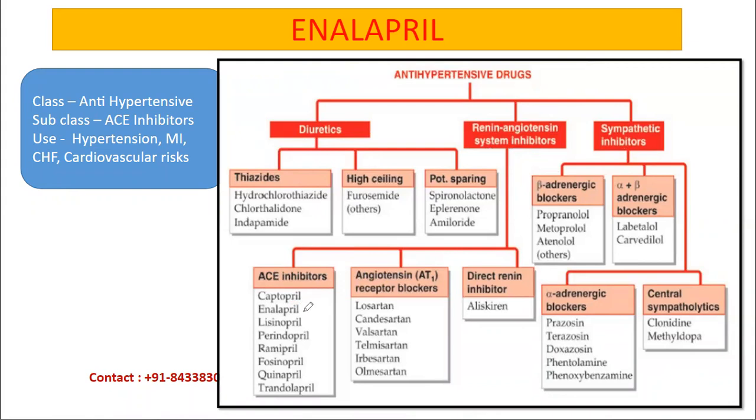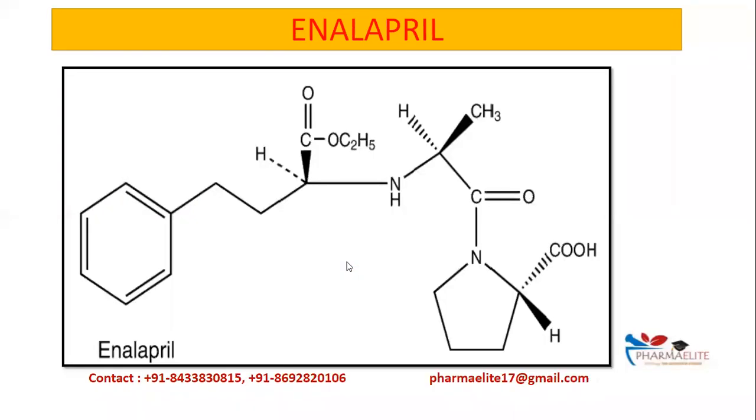So we have captopril, enalapril, lisinopril, perindopril, ramipril, fosinopril, quinapril, and trandolapril. Okay, and the main drug that we'll be discussing today is enalapril. Then this is the structure of enalapril.